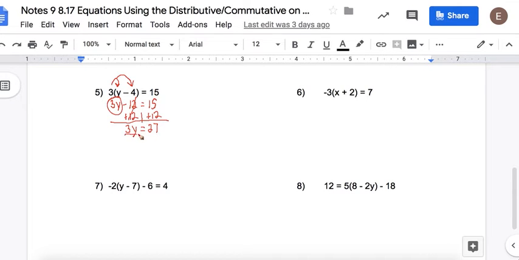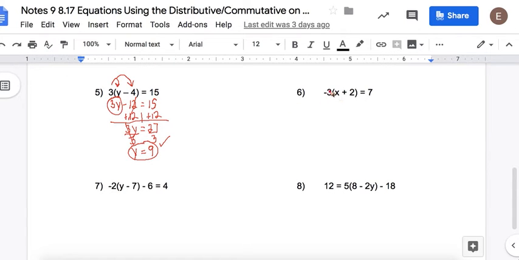Okay, the opposite of multiplication is division. So we're going to divide both sides by 3. 3 divided by 3 is a 1 in disguise, so cancel those out. And 27 divided by 3 is +9, so y equals 9. Now when you check these, you want to do the parentheses first, so I would do 9 minus 4 and hit equals, and then I would multiply by 3, and 5 times 3 is in fact 15, so it does check.